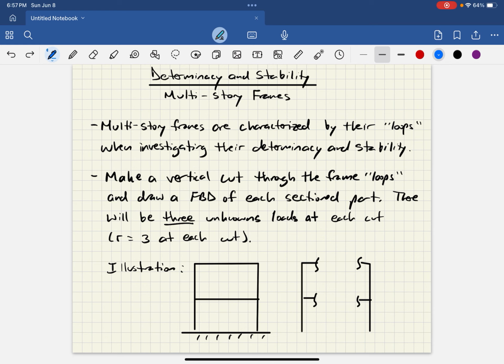So at the fixed connections, we've got horizontal and vertical force and a moment at each external fixed connection. And then at these cuts, similarly, you're going to have vertical forces that are equal in magnitude and opposite in direction at each cut. And then same thing with horizontal forces, equal magnitude and opposite direction at each side of the cut. And then moments, equal magnitude, opposite direction on each side of the cut, okay?